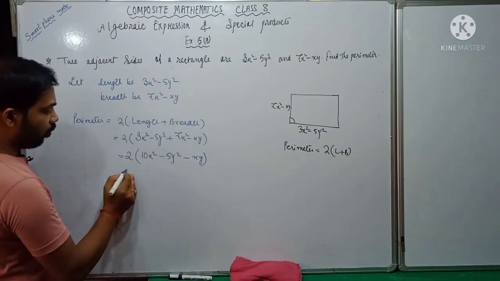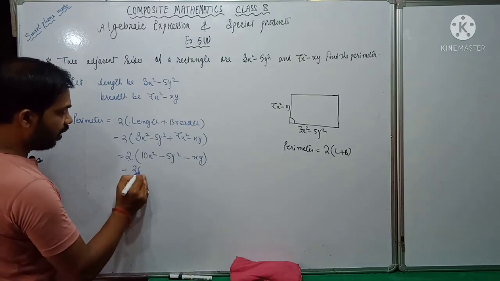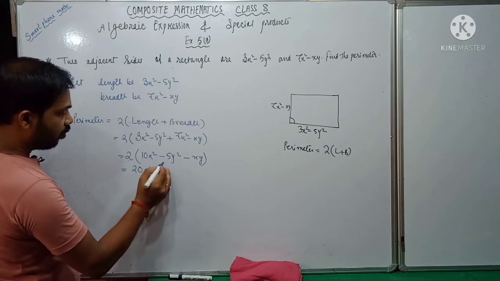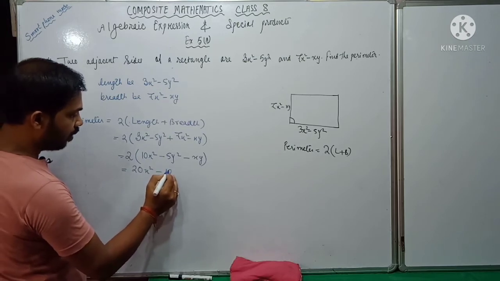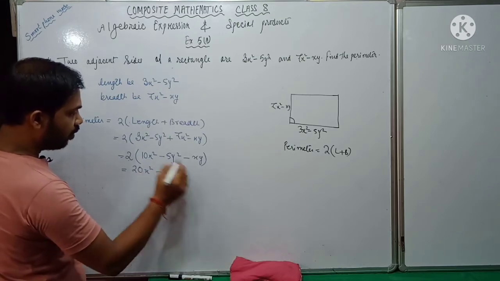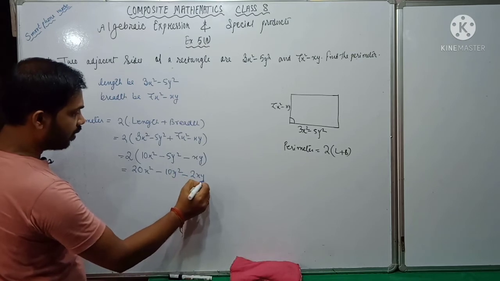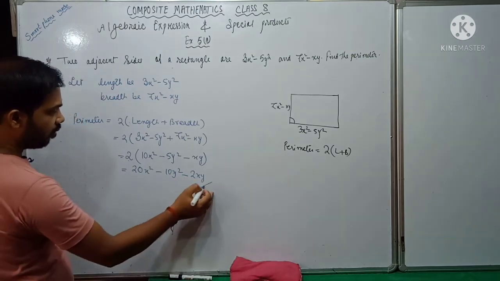Now you multiply by 2, so 2 tens are 20x square, minus 2 fives are 10y square, minus 2 into xy is 2xy, okay. So this will be our answer.